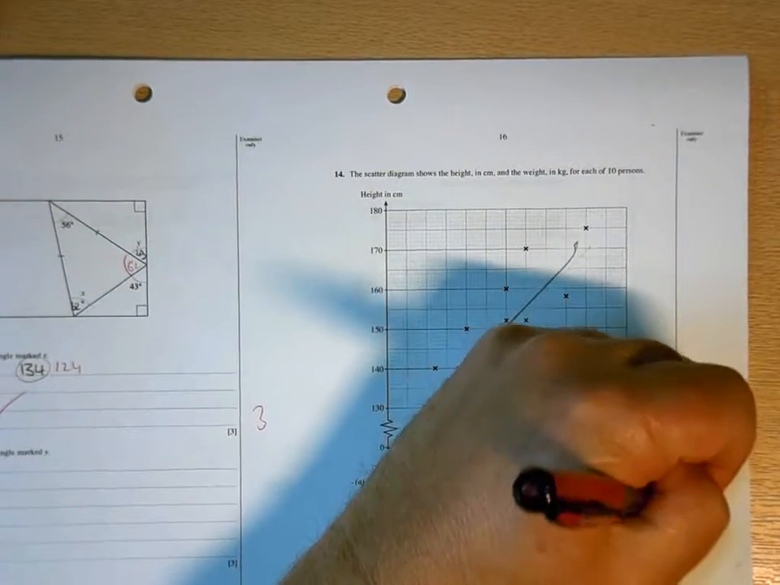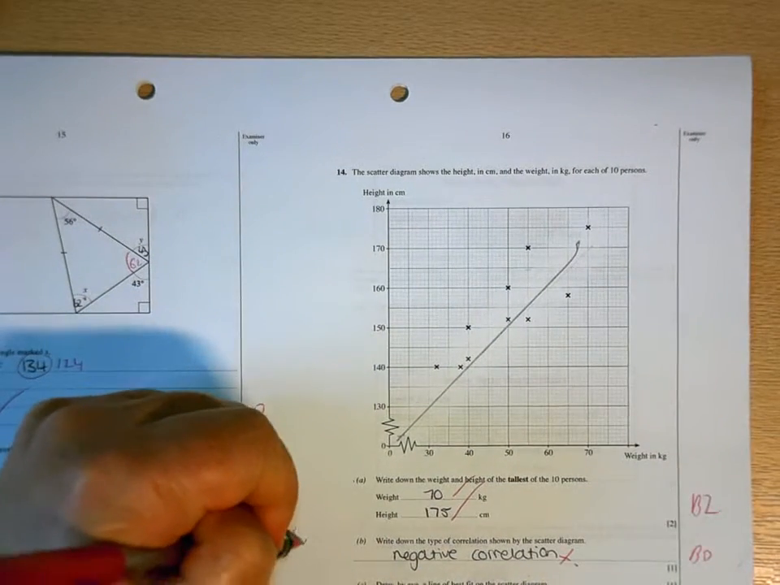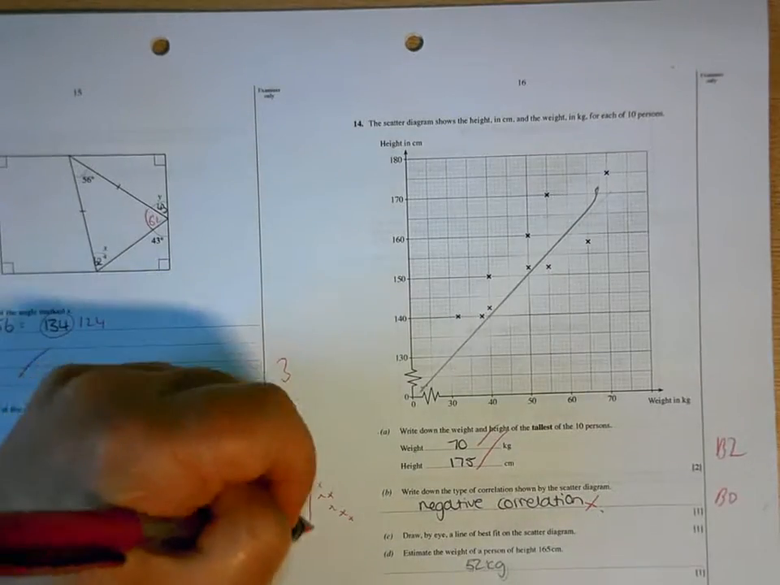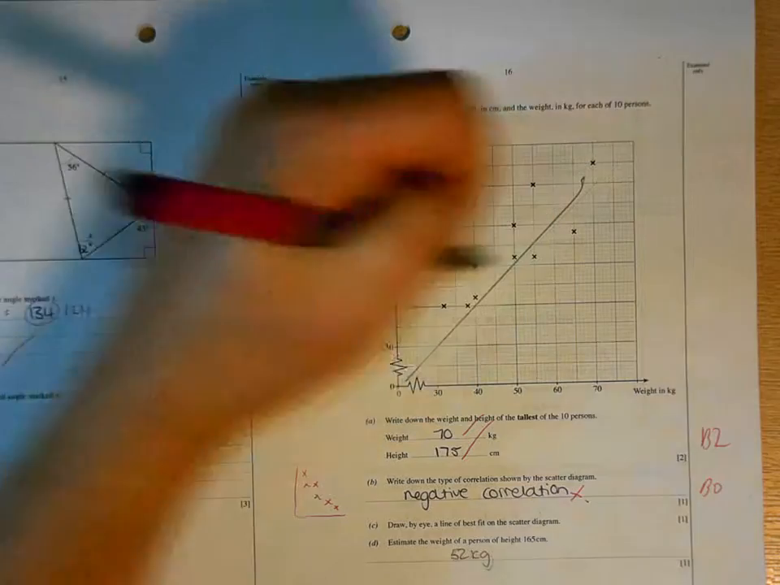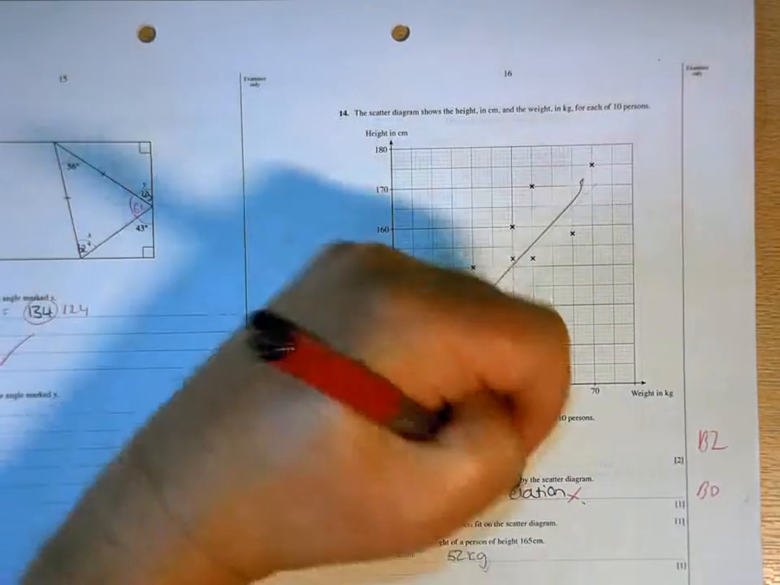It's not negative correlation. It's positive. Negative correlation would go down like this. That would be negative correlation. Okay, that's going up, so it's positive correlation. Your line of best fit is good. Doesn't need to go that far down the page, but it's okay.